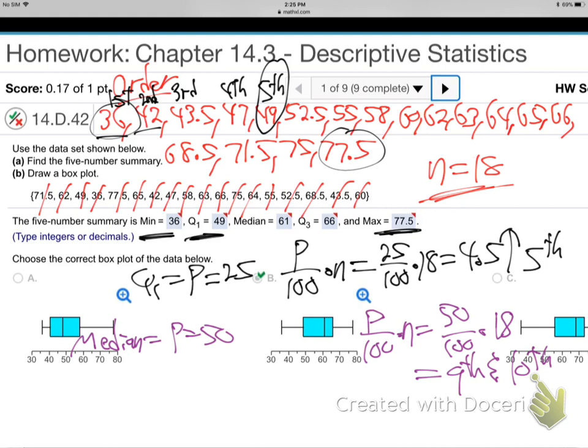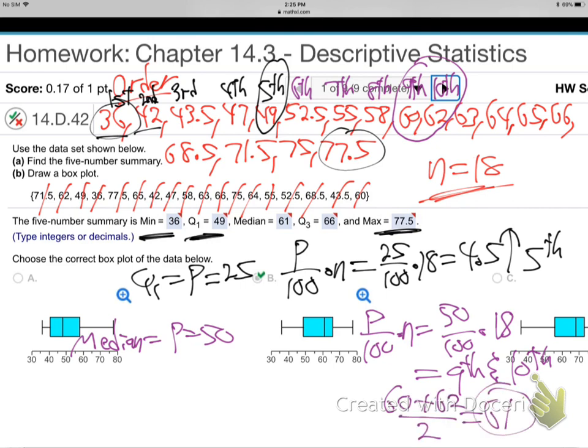So 9th and 10th. So what's that? 6th, 7th, 8th, 9th, and 10th. So the 9th and 10th numbers are 60 and 62, aren't they? So I take 60 and 62, add them up and divide by 2, 61. It's right in the middle of 60 and 62. What's in the middle of 60 and 62? 61. All right, 61. There it is. That's why that's the median. This making sense? You getting the hang of this P over 100 times N formula? How it works? Is that good?